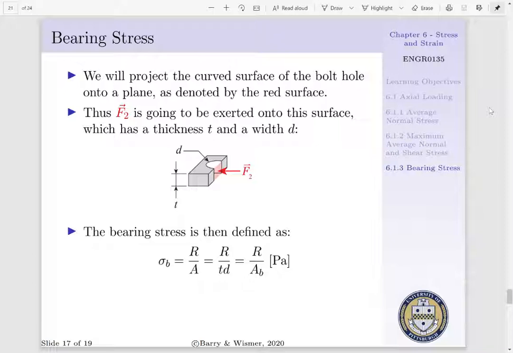Therefore, the bearing stress that one of these hitch members experiences is defined as sigma sub B, where B refers to bearing. And this is equal to a reactionary force per the area for which this force is applied, which is equal to R per TD, where T is the thickness of the member and D is the diameter of the bolt hole. And this is equal to R per our bearing area, denoted as A sub B. And once again, stress has units of pascals.